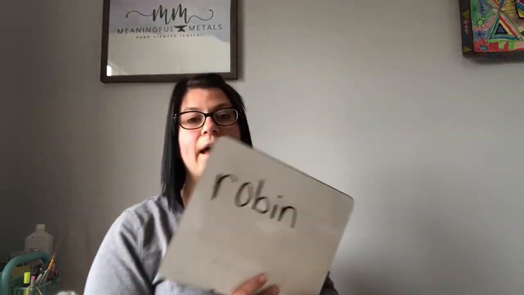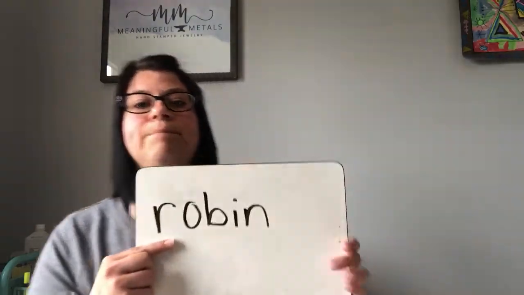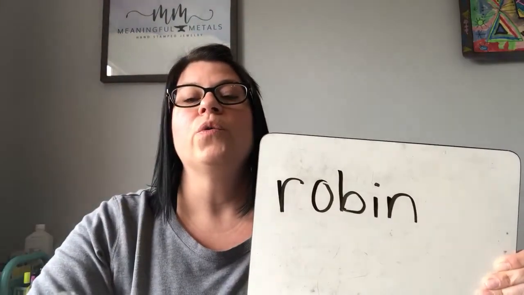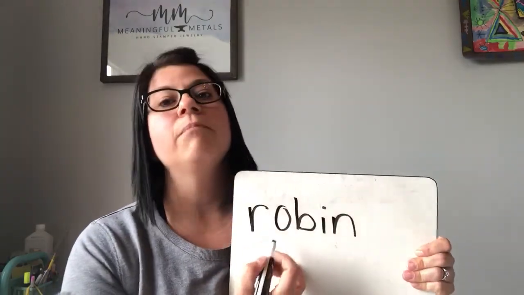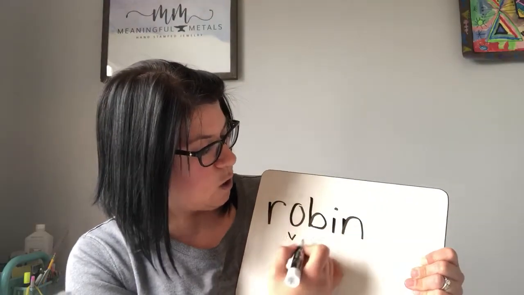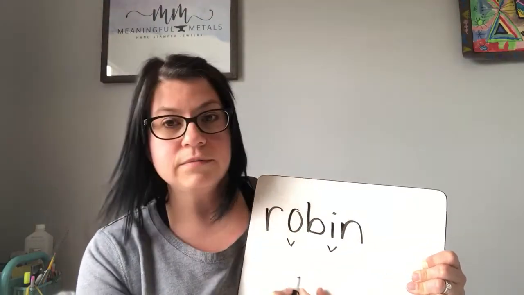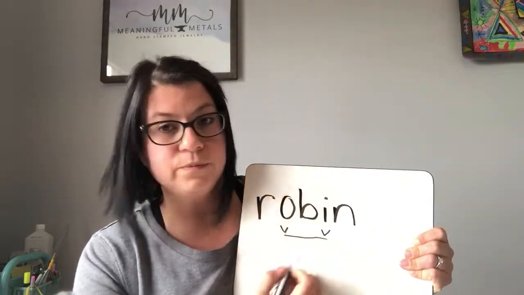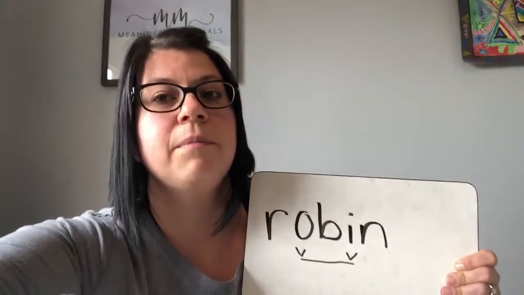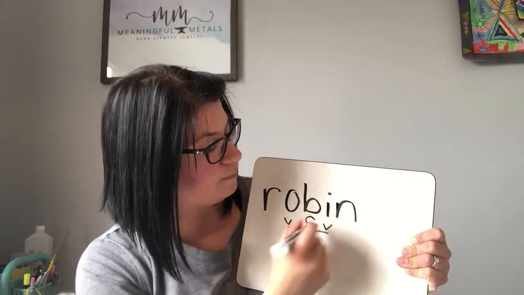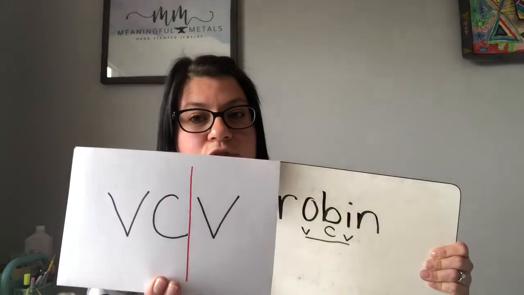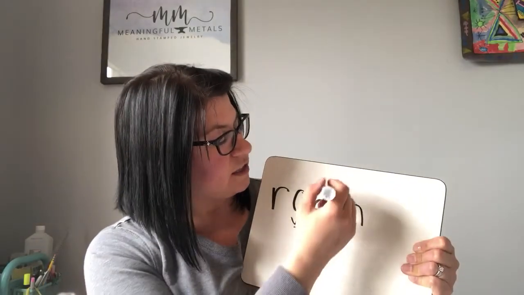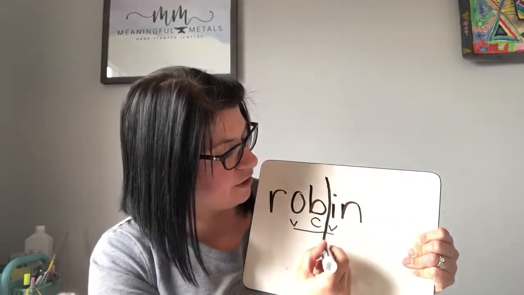The first word that they have given you to practice is R-O-B-I-N. First step, hopefully you're saying these before I am. First step, mark your vowels. O is a vowel, I is a vowel. Next step, build your bridge. Next step, we're going to mark our consonant. And remember, we're using VCV second choice. Now we're going to look at and divide right after that consonant.